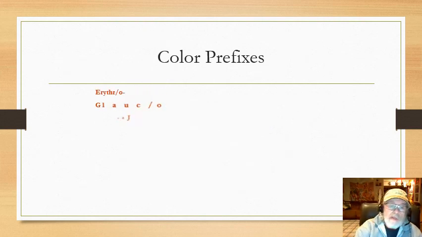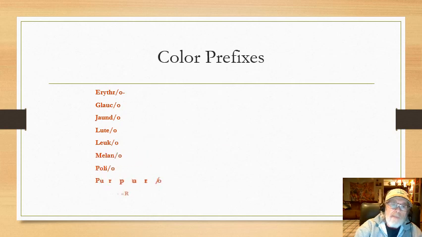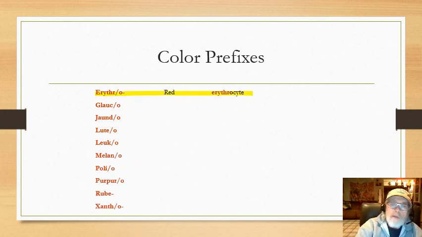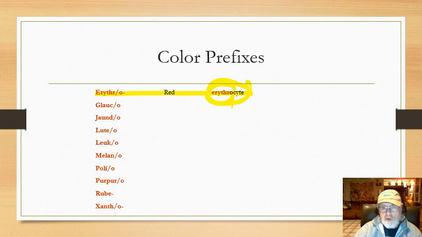Okay. We go on here, a couple more. Erythro. Erythro also means red. Red blood cells are called erythrocytes. Cyte means cell. Erythro means red. So red blood cell is called an erythrocyte.